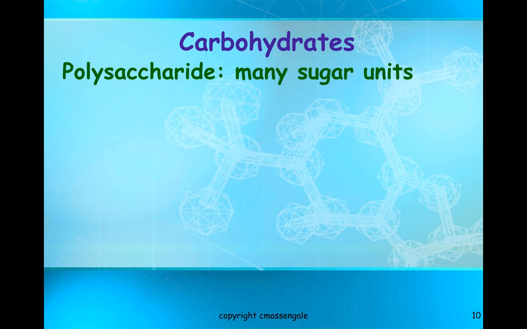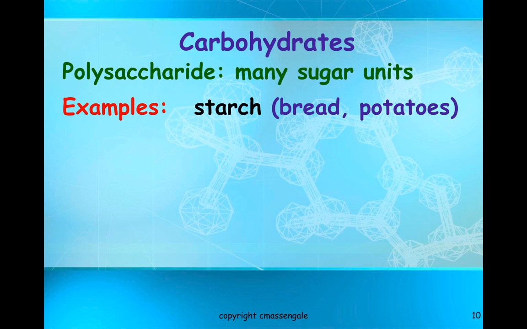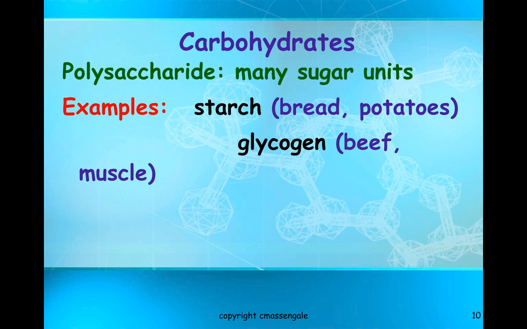All right, a third type of carbohydrates are polysaccharides, poly meaning many, many sugar units. These are larger carbohydrates, examples being starches, which are found in breads and potatoes, glycogen, which is found in beef muscle, and cellulose, which is found in lettuce and corn. These tend to take a little bit longer for our body to break them down to get the energy. So they're a little bit more short-term energy instead of immediate energy sources.